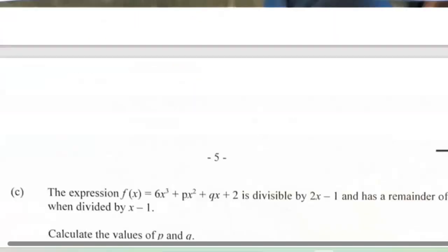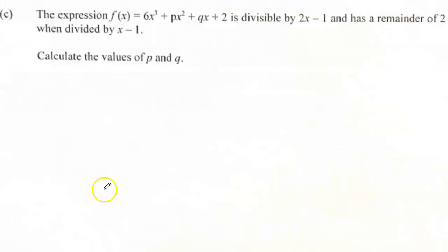So all right, we're going on to part C now. The expression f of x equal to, and we're given a function there, is divisible by 2x minus 1 and has a remainder of 2 when divided by x minus 1. All right, so there's a remainder and factor theorem question here.